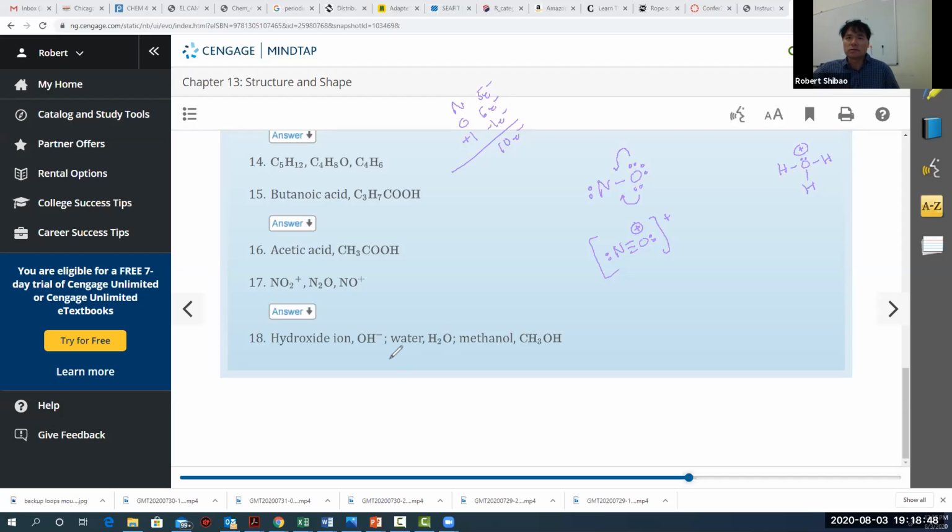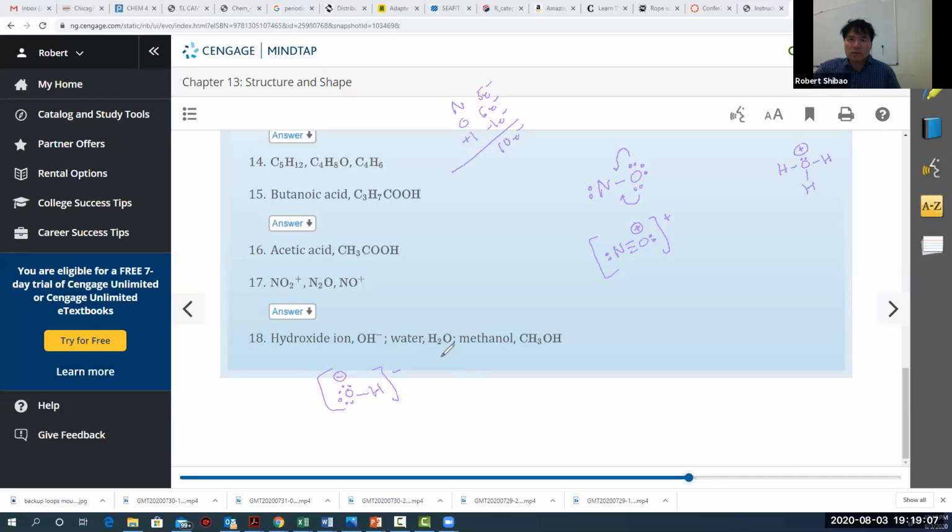Okay, here's some other structures, like hydroxide. Here in the hydroxide, oxygen forms 1 bond. Well, when oxygen forms 1 single bond like that, it has a negative charge. This whole thing is going to be a negative ion.